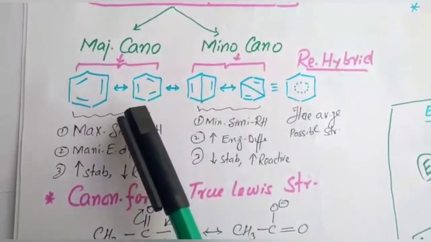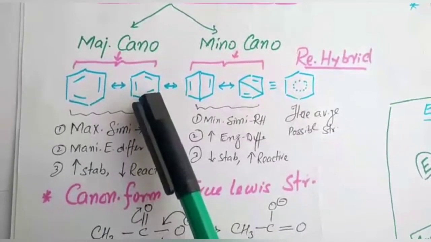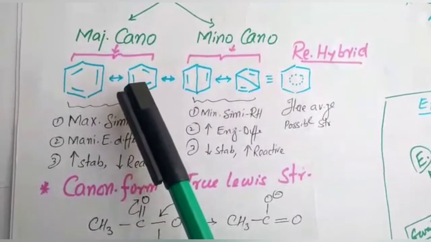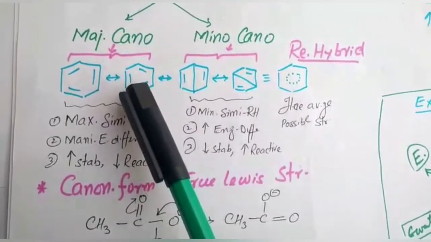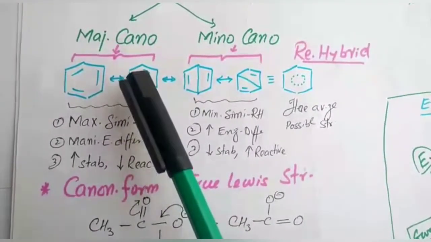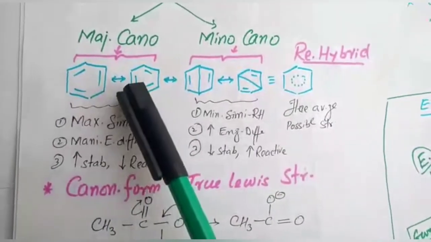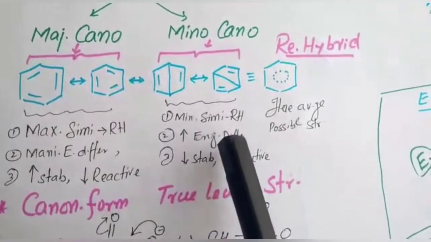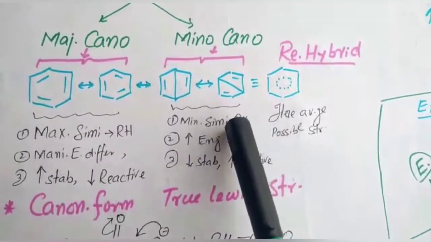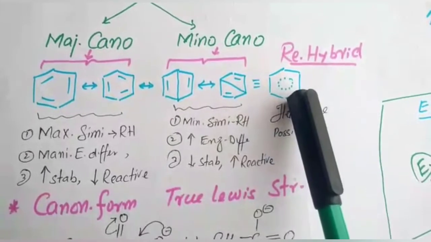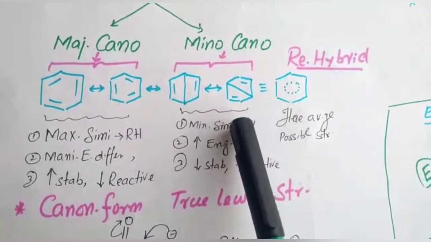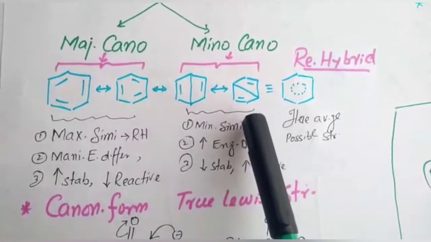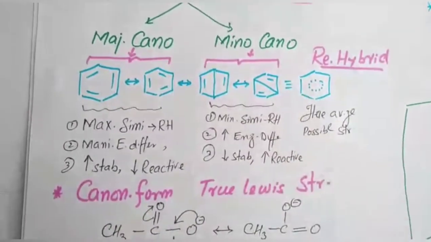And these canonical forms have minimum energy difference, and they are more stable, they are less reactive. While these minor canonical forms have minor similarities with this resonance hybrid, they have more energy level, they are less stable and more reactive.